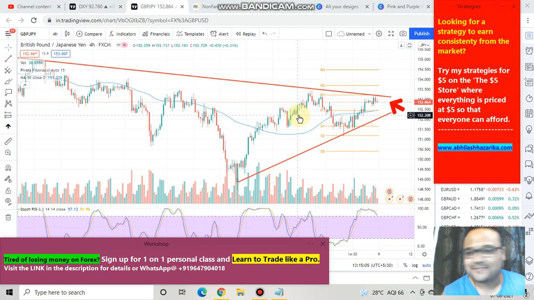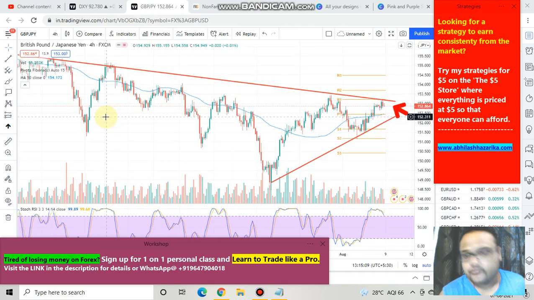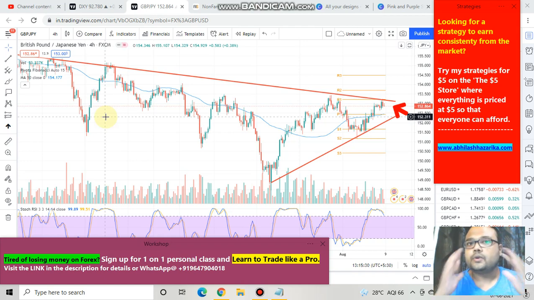So let's get started. This is the 4 hour chart of GBP JPY in front of us right now. If you look at the chart here, it seems very simple, very beautiful. The chart is not very complicated, but there are certain things that you must understand and be aware of. So let's do the analysis first, and listen to me carefully so that you do not get confused later.